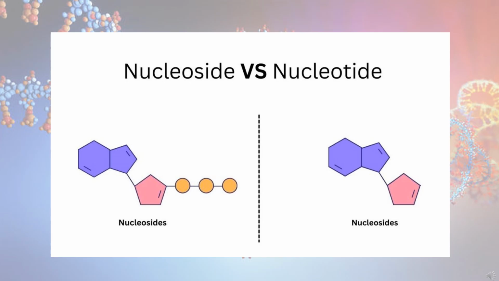Because of that added phosphate, nucleotides are highly acidic and carry a negative charge, which gives DNA and RNA their overall negative charge. Classic examples of nucleotides include adenosine monophosphate, AMP, adenosine triphosphate, ATP, your cell's energy currency, and the individual links that string together to form DNA and RNA chains. To wrap it up, remember that the S in nucleoside stands for sugar plus base, while the T in nucleotide stands for 3 parts: sugar, base, and phosphate.